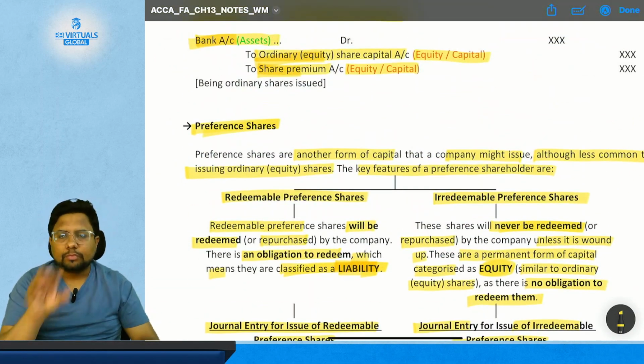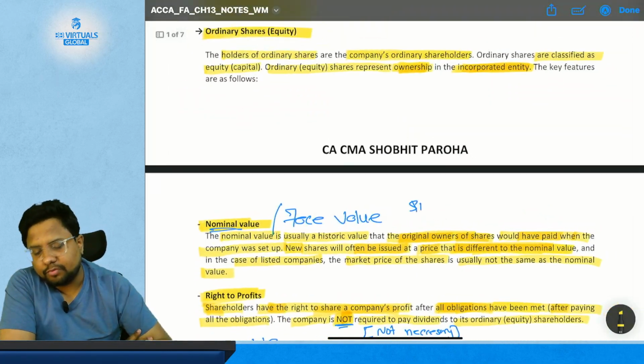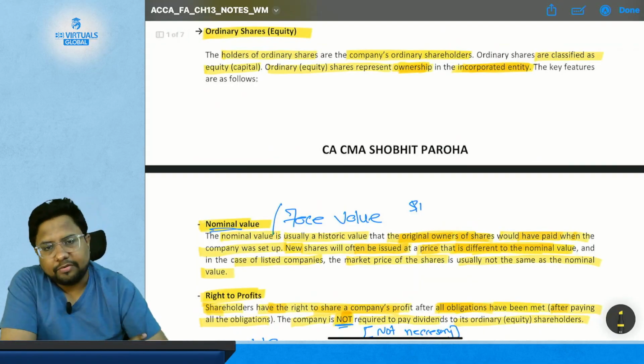Now the question which will be coming to your mind is, sir, you have made us understand what an ordinary equity share is and its journal entry.